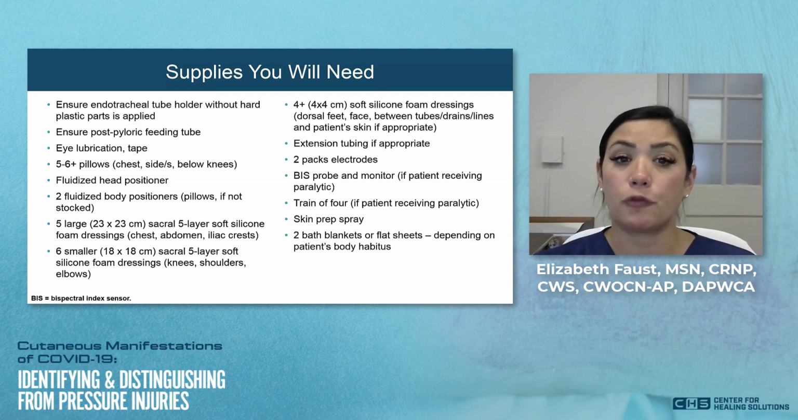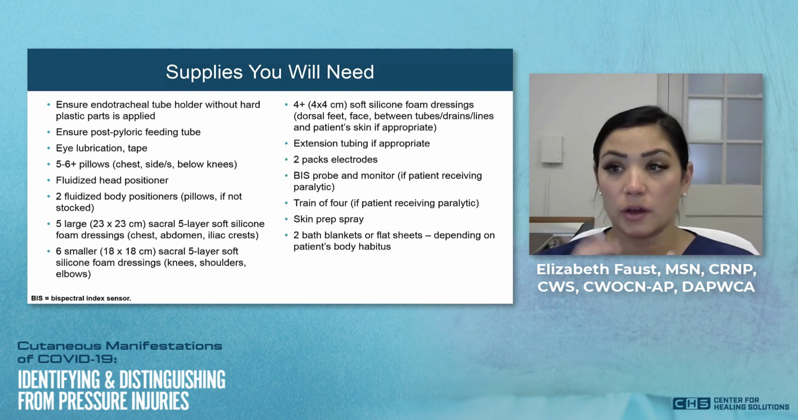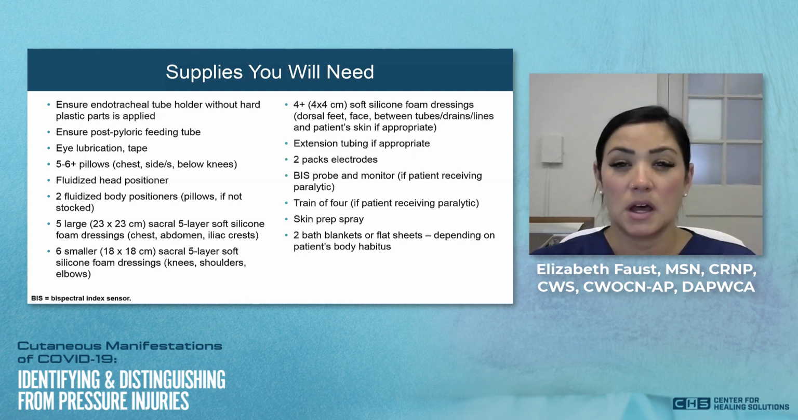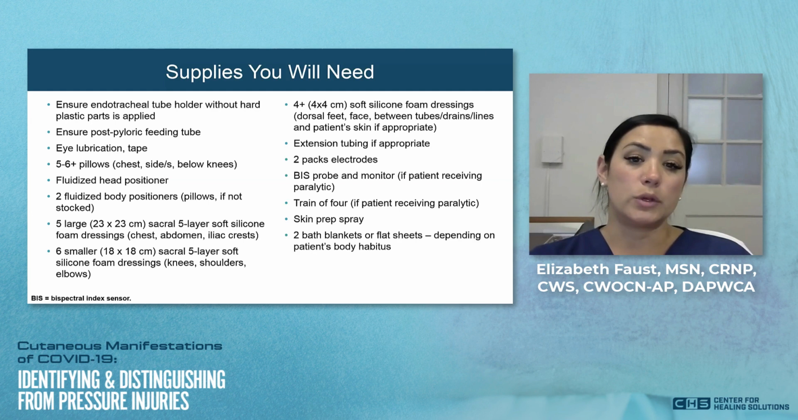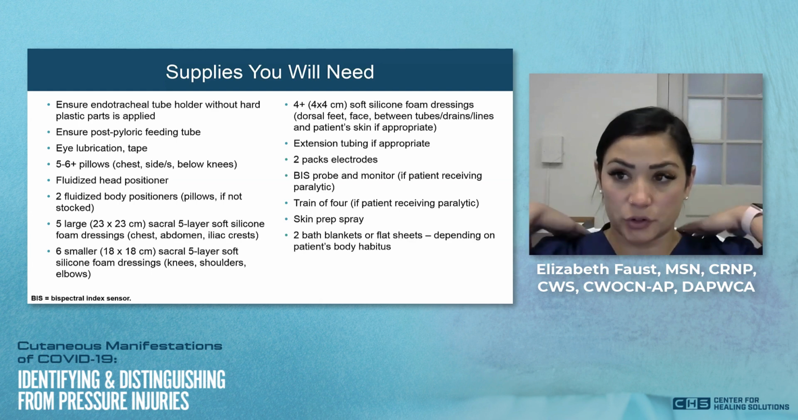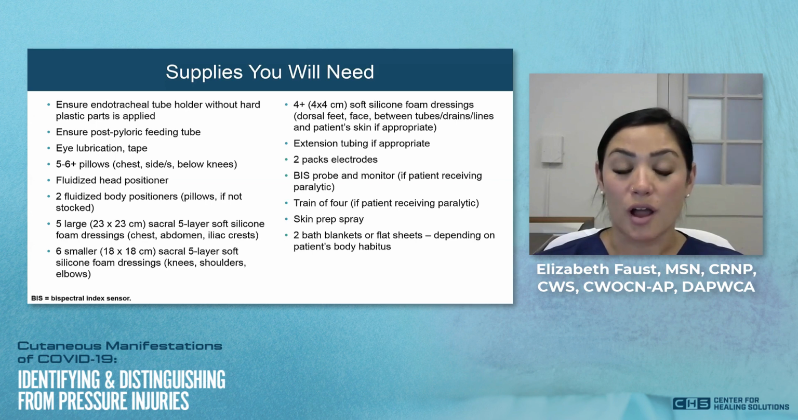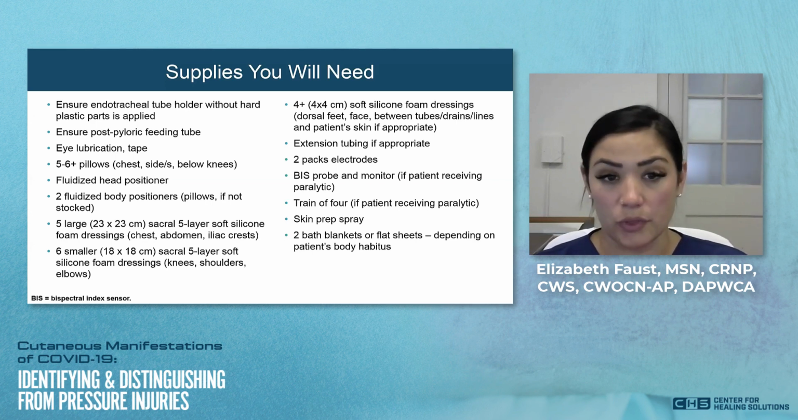And then we also had 4x4 soft silicone foam dressings for the dorsal foot, on bilateral cheeks underneath the ET tube holder straps, and also between tubes, drains, lines, and the skin as appropriate. We used extension tubing if appropriate and 2 packs of electrodes. So the new pack of electrodes is for placing the electrodes on the patient's back, obviously removing the electrodes on the front of their body before you manually prone them.